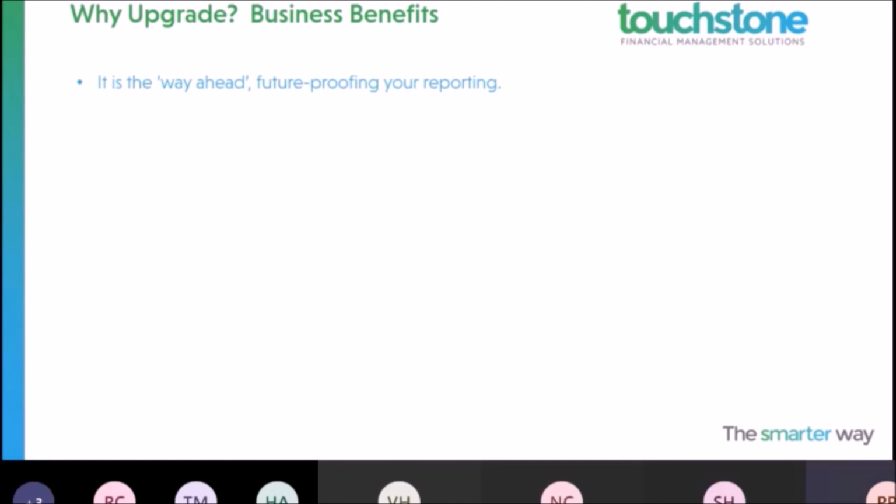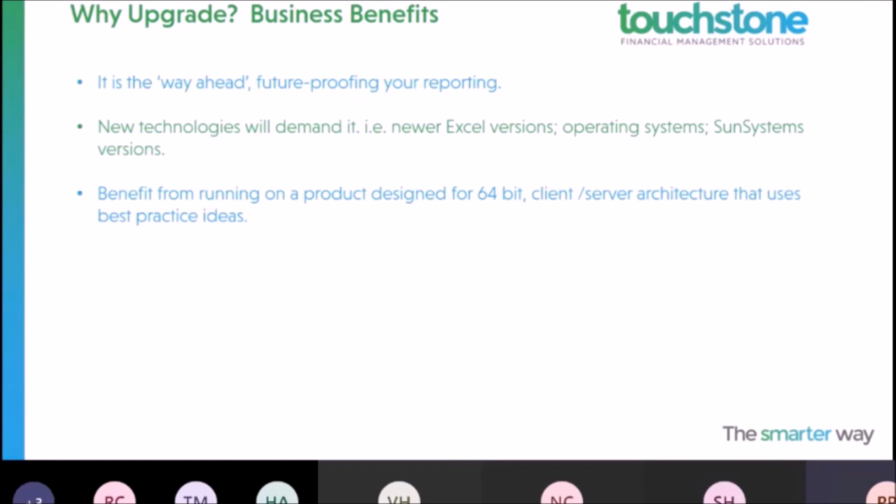So by moving to Q&A 11, you're future-proofing your product. New technologies are going to demand it: newer Excel versions, new operating systems, Sun Systems versions. As we've said, new versions of Sun Systems will only work with Q&A 11. So there is going to be a point at which you will have no choice. It also means that you can benefit from running on a product that's been designed for 64-bit client-server architecture. It's not just a rehash of the old product, not just a fudge to make it fit the new technology. It's actually been designed for this purpose, so it's going to be designed in the most efficient way that it can be done.